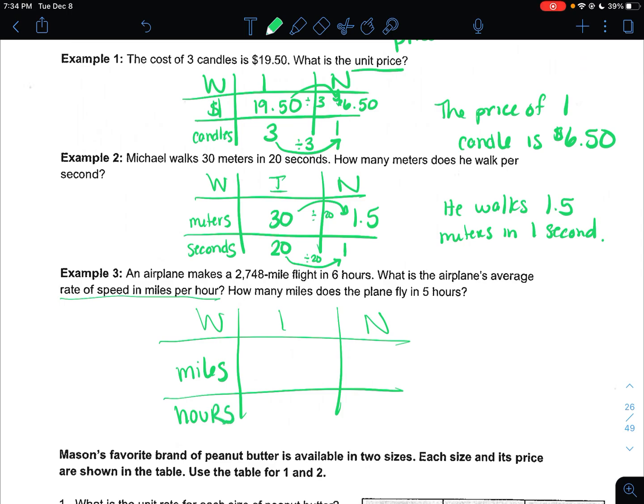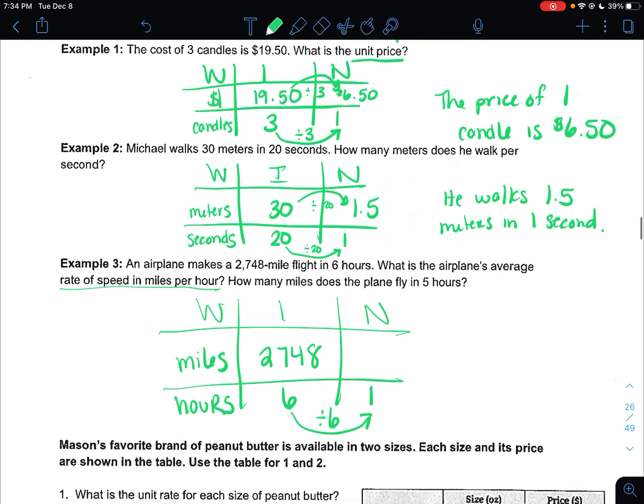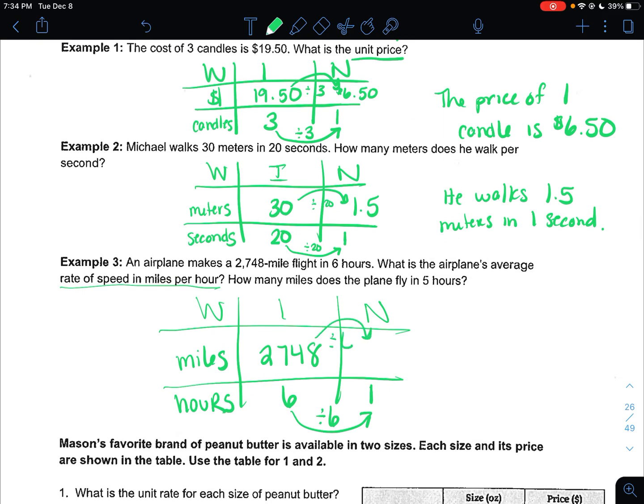The information that they give us is 2,748 miles in 6 hours. So I need to find miles per hour, or how many miles it goes in 1 hour. So put 1 in the hours row and ask yourself, how do I get down from 6 to 1? I'm going to divide by 6. So do the same thing for 2,748 divided by 6. And that should tell you that it can go 458 miles in 1 hour.